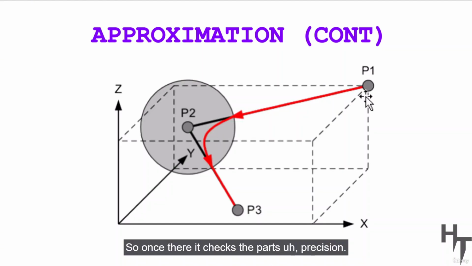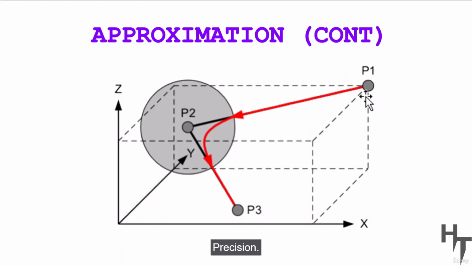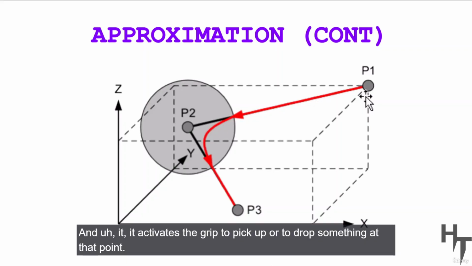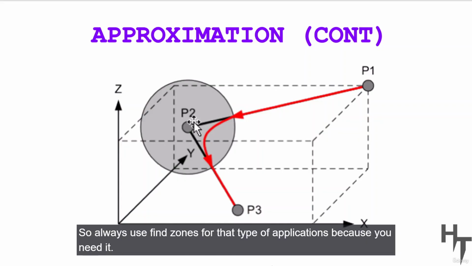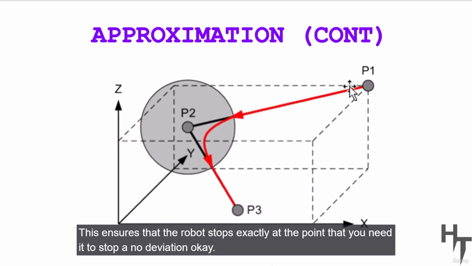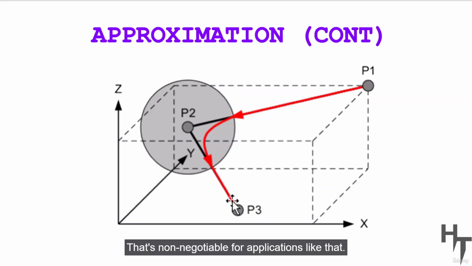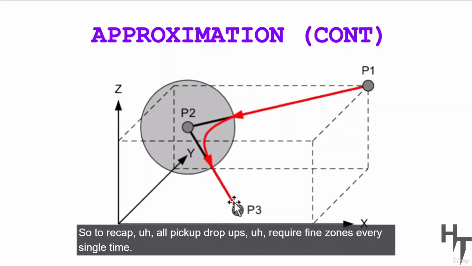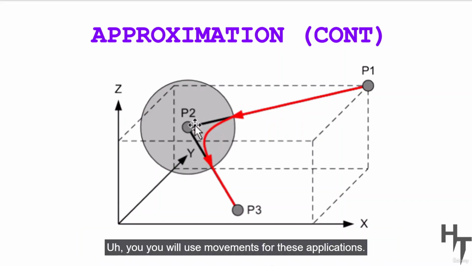Once there, it checks the part's precision and activates the grip to pick up or to drop something at that point. So always use fine zones for that type of application because you need it. This ensures that the robot stops exactly at the point that you need it to stop. No deviation. That's non-negotiable for applications like that. So to recap, all pickups and drop-offs require fine zones every single time you use movements for those applications.